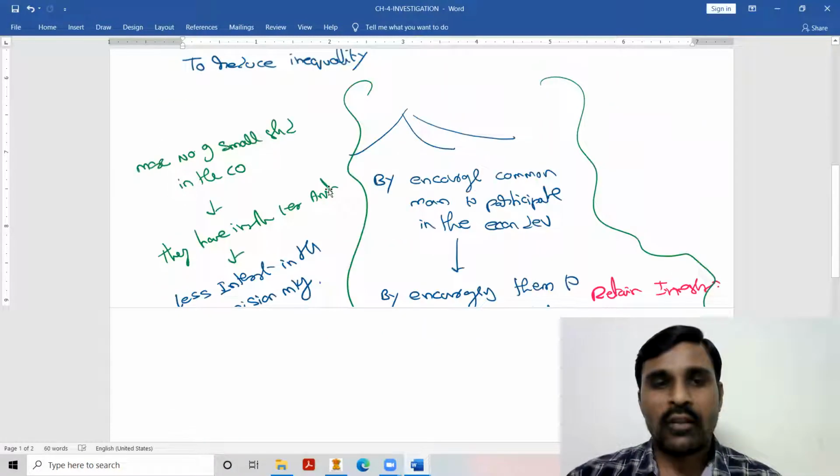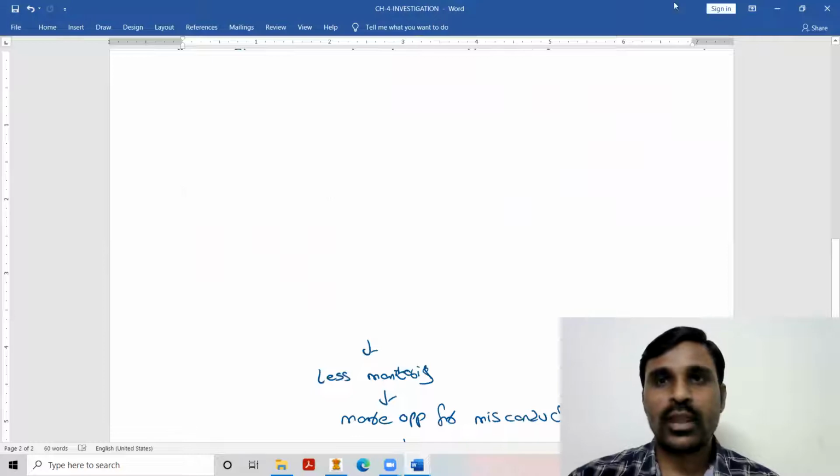Now we'll proceed with the main provisions.